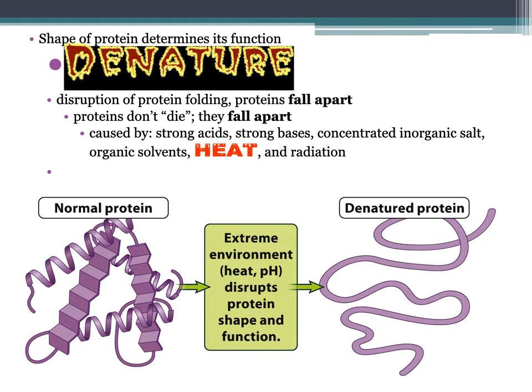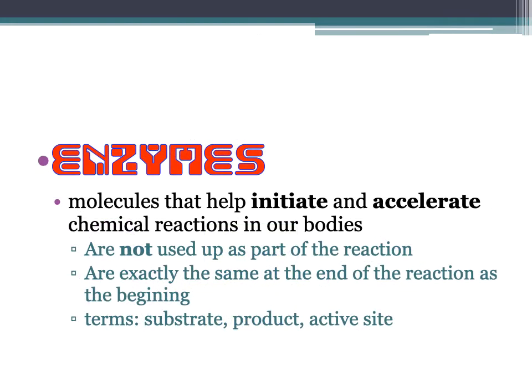So, by adding in heat, you can kill things, meaning you denature their proteins. Some of the most important things about proteins is that they can be enzymes, and it's a molecule that helps initiate and accelerate chemical reactions. They are not used up, and they remain exactly the same. You will need to know these terms and how they apply to enzymes, which is substrate, product, and active site.